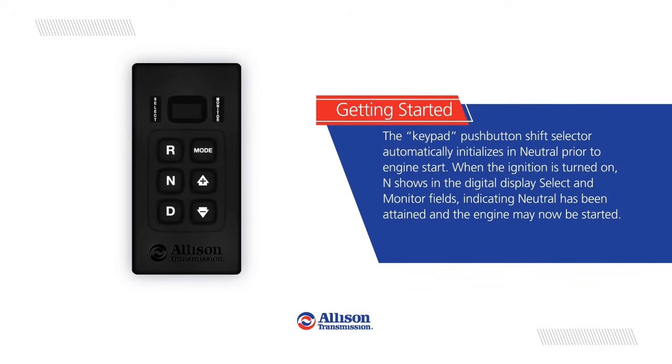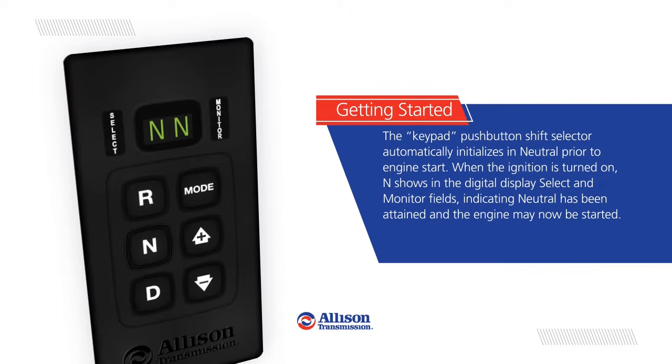Getting started. The keypad push-button shift selector automatically initializes in neutral prior to engine start. When the ignition is turned on, N shows in the digital display select and monitor fields indicating neutral has been attained and the engine may now be started.